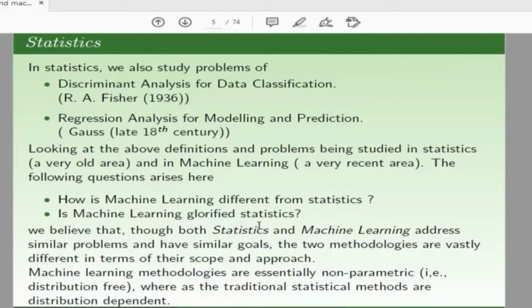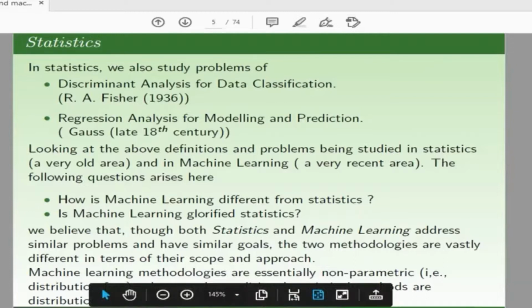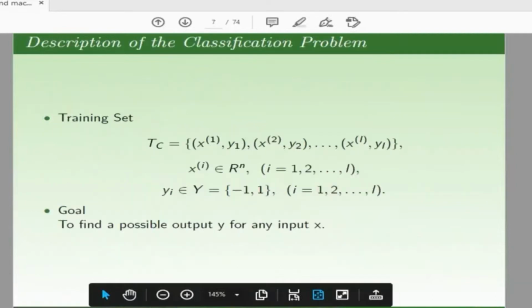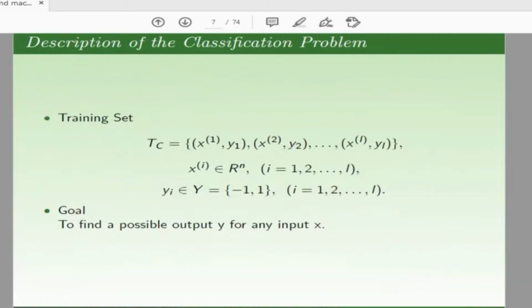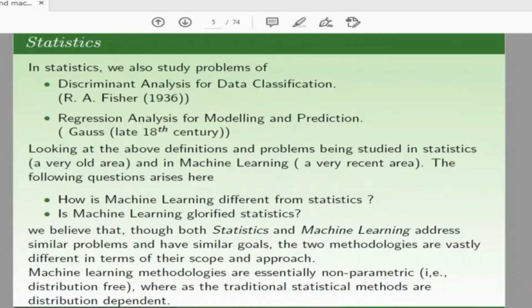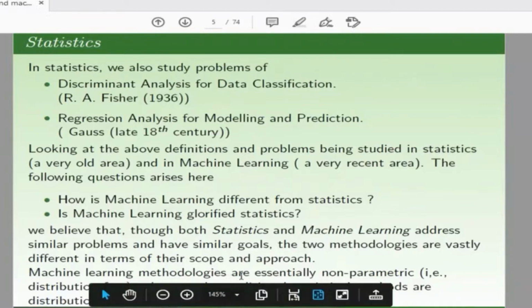Now, the conclusion, at least I feel, is that machine learning and statistics discuss the same type of problems, but there is a vast difference, and the difference is in terms of goals, methodologies, and so on. So let's try to see what the difference between these two topics is.